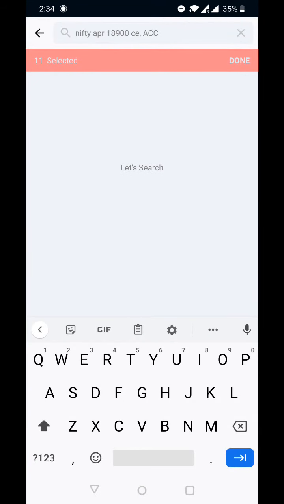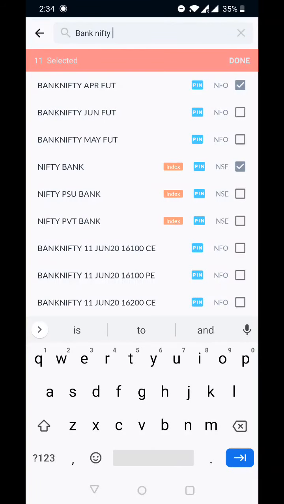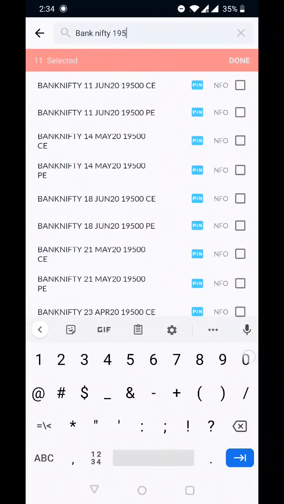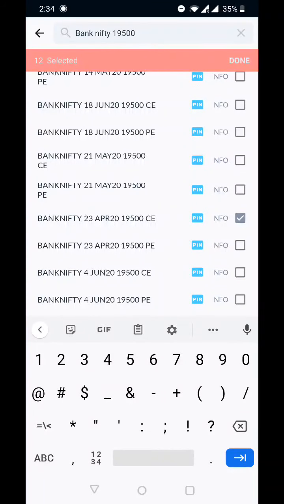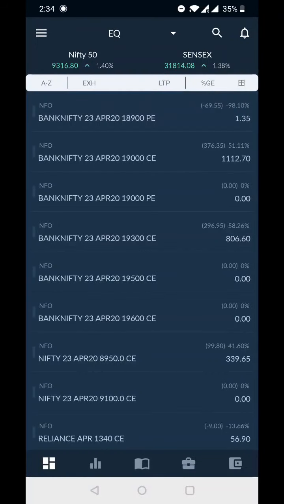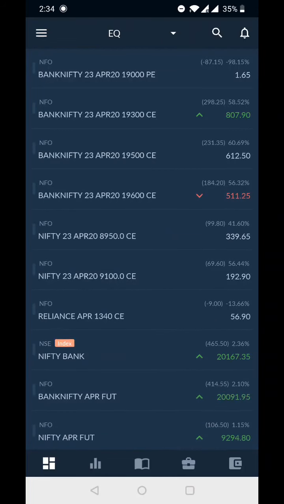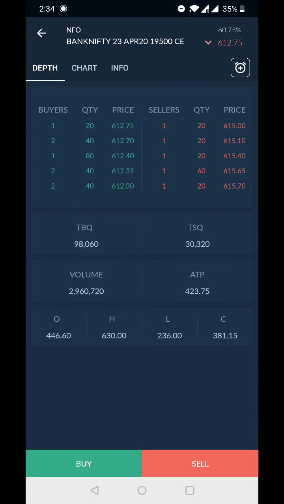So you just search for 19500 CE, and today is the expiry day, so just add it and say done. You can see this is the new stock which is added right now, and you can see the number of buyers, number of sellers, and what is the open, high, low, and what is the close.